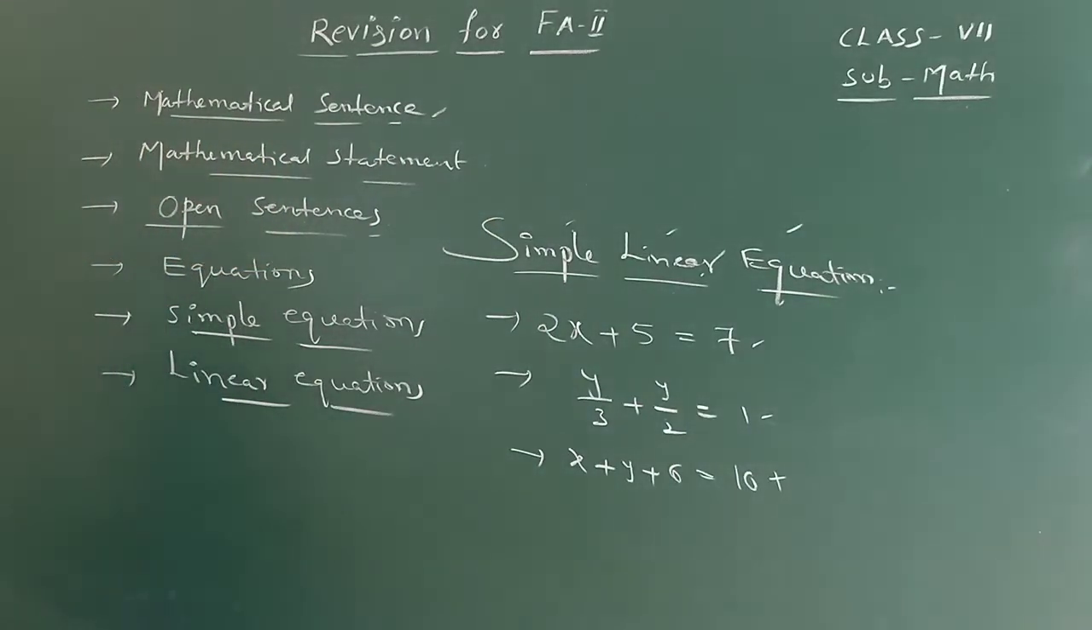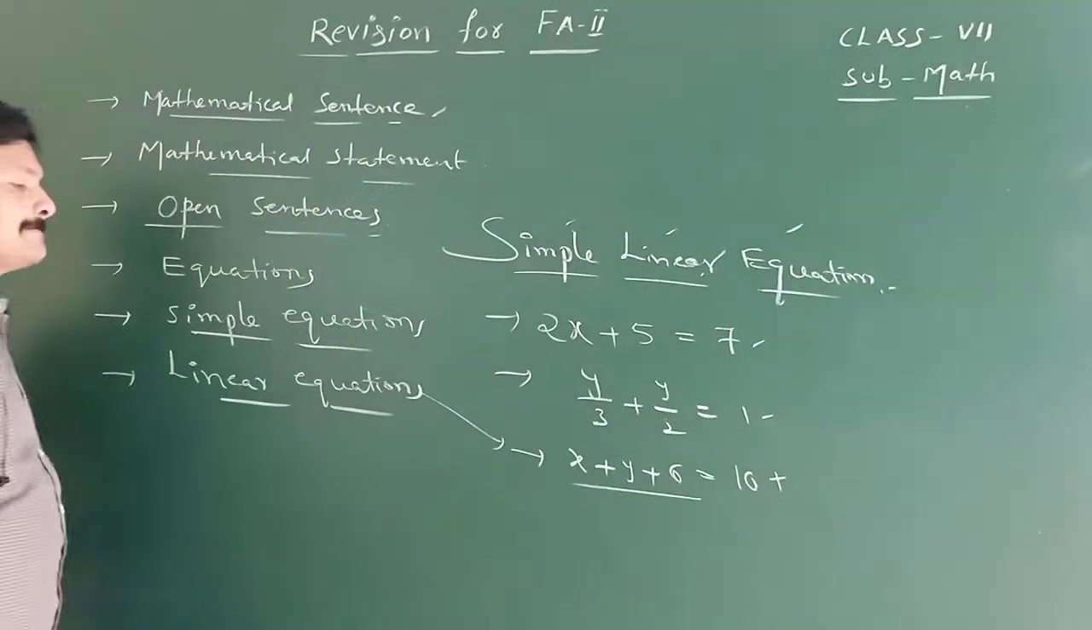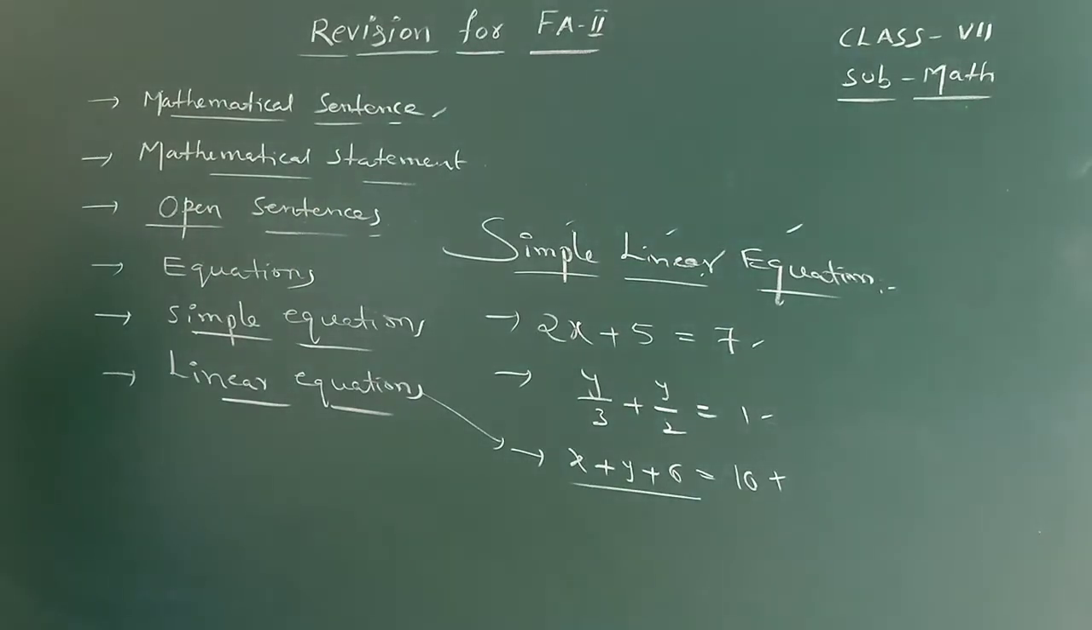It's a linear equation. Here the degree is 1, meaning this is a linear equation. Simple means it contains one variable. Linear means it contains degree one. Simple linear means an equation with one variable and degree 1 is called a simple linear equation.